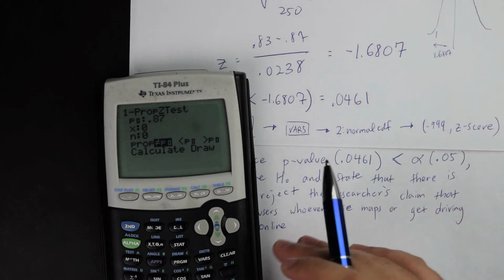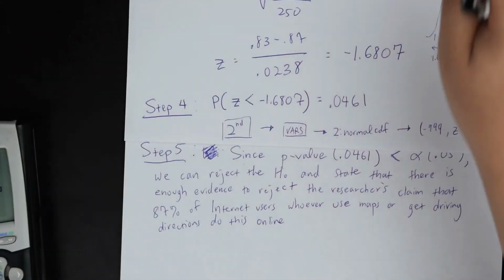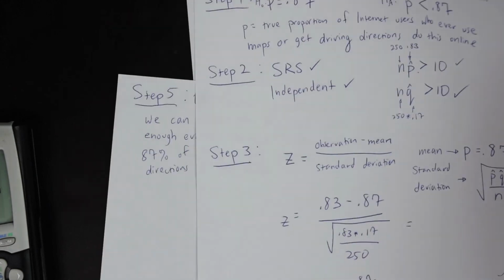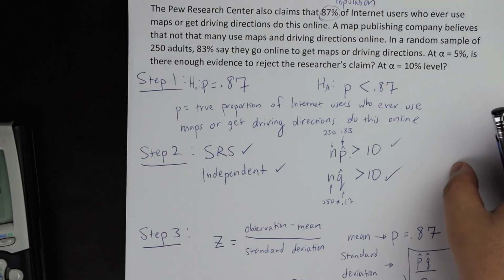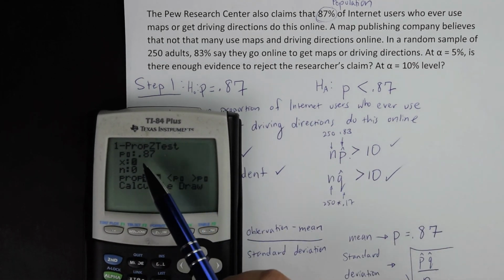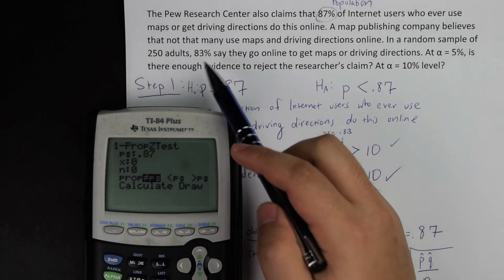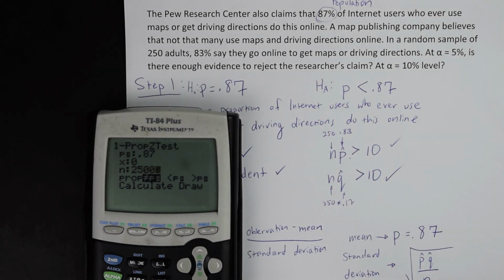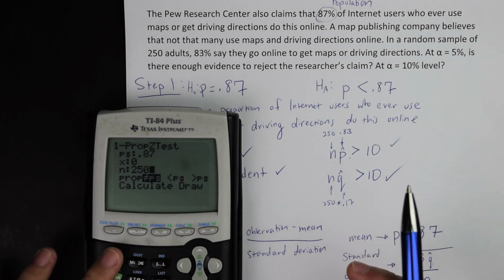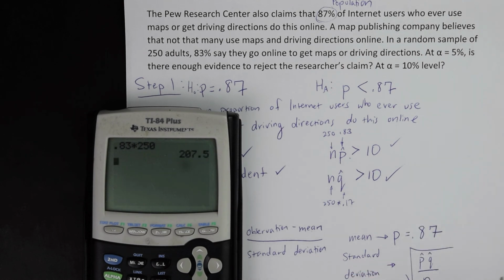For this question, I'm going to bring the question back down so you can follow along. The question states it is 83%. I cannot put a decimal value here. It actually wants the count out of the total sample, which is 250, to represent what x is. So I'm going to put 0.83 times 250, and I get 207.5.